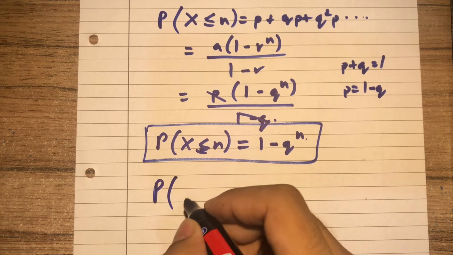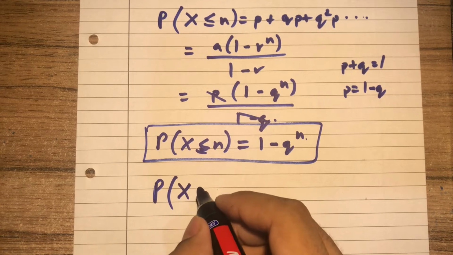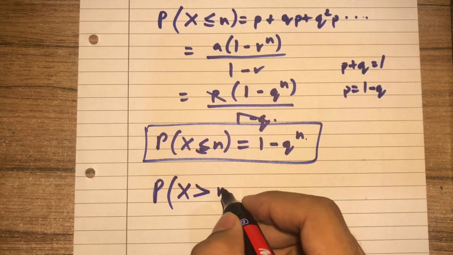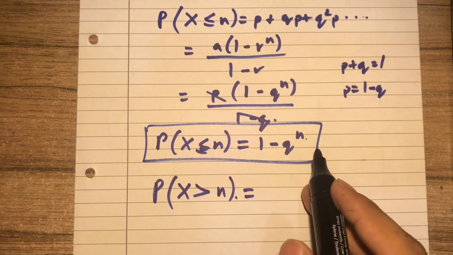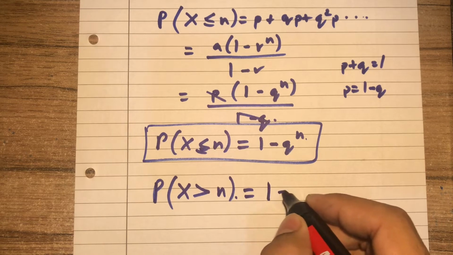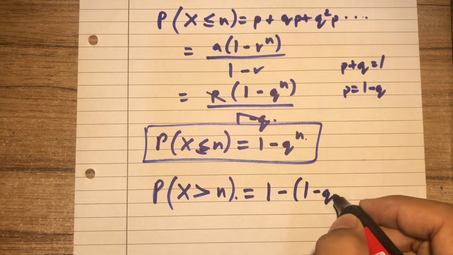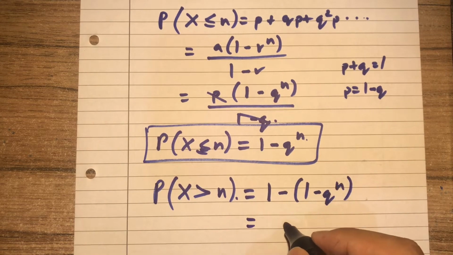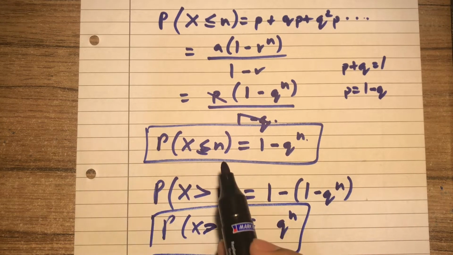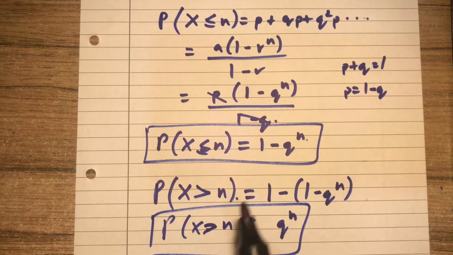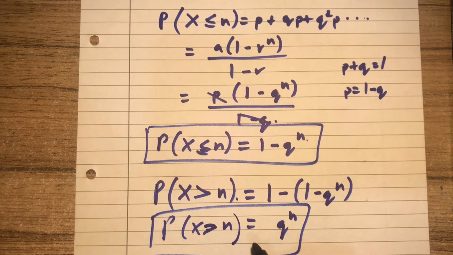Now if we have to find the probability for success in more than n tries, we'll subtract this from the total probability. Total probability is 1 minus 1 minus Q power n, that is Q power n. So if we have to find the probability of success in less than or equal to n tries, then it is 1 minus Q power n. Probability for success in more than n tries is Q power n.